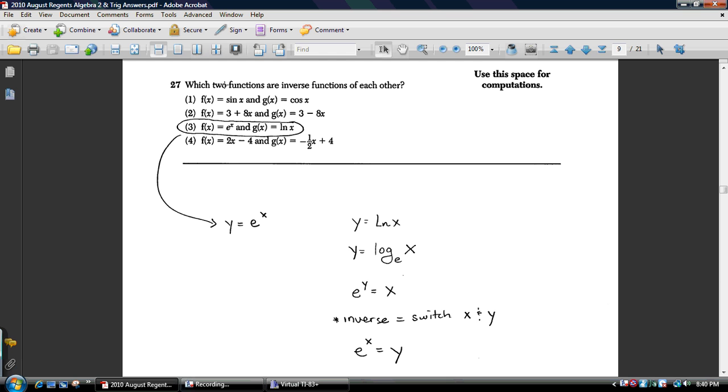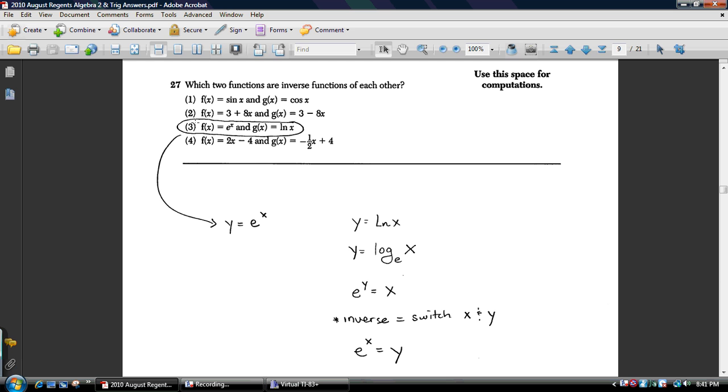This guy right here is crazy. Which two functions are inverse functions of each other? Well, sine and cosine are not inverse functions of each other. They're cofunctions. This guy right here, you could try and do it algebraically and see whether the two match. I'd rather just show you why choice 3 is correct. Okay, why is choice 3?